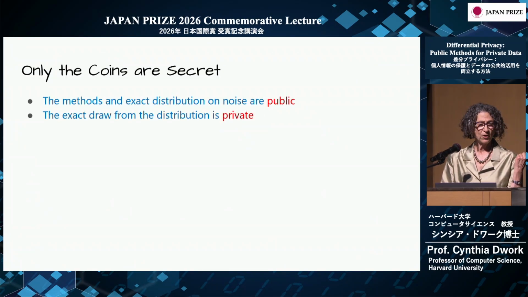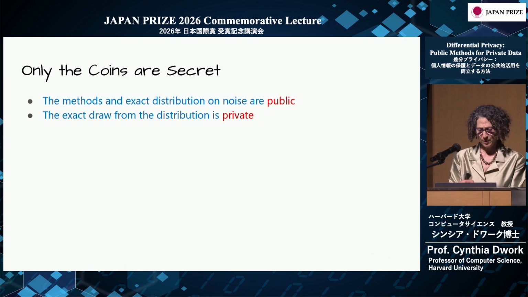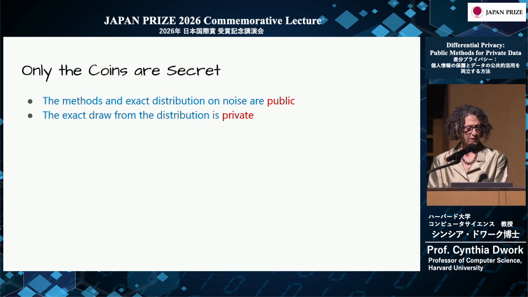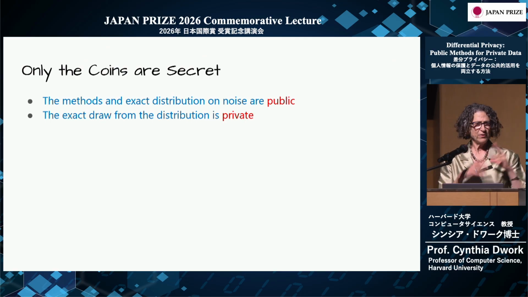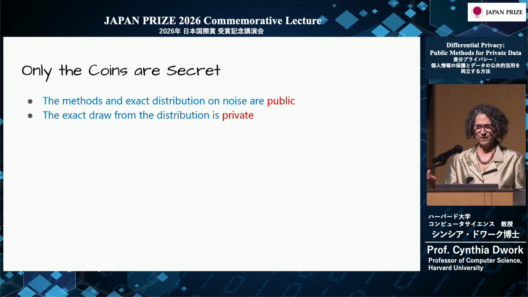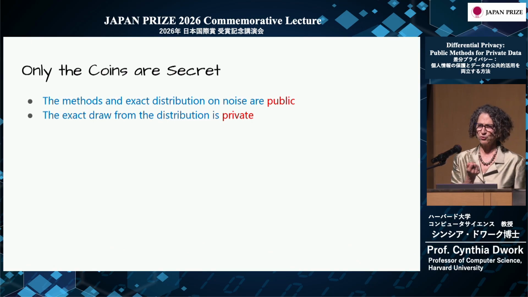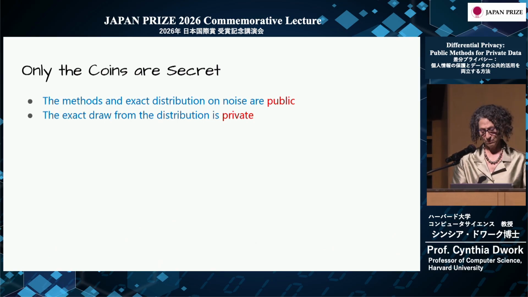Only the coins are secret. The methods are public. The exact distribution on the noise is public. Everything is public. The code is public. The only thing that has to be secret is exactly what is the draw from the random distribution, from the Laplace. And that's all we need to make it private.